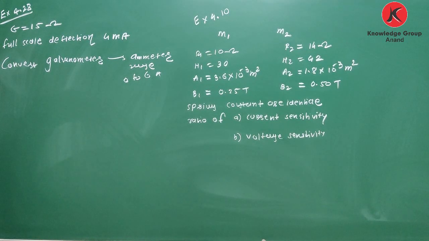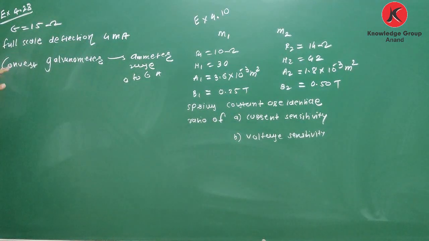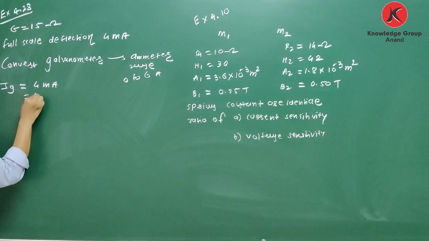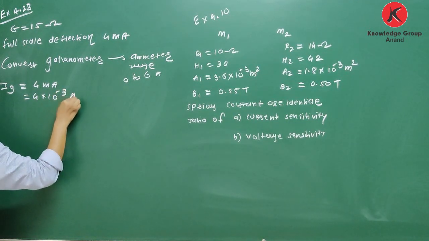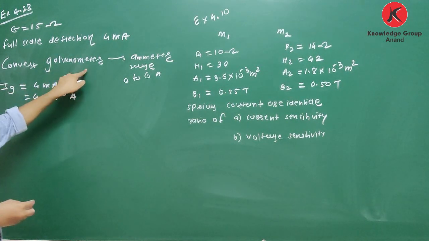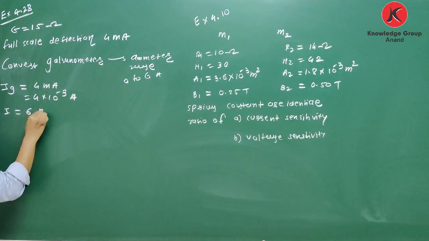Now one similar question. In the previous question we converted galvanometer into voltmeter. Now the question is you have to convert galvanometer into ammeter. What is the question? A galvanometer having resistance 15 ohm shows full scale deflection for current 4 milliampere. So Ig, the current capacity, is 4 milliampere, equal to 4 into 10 raised to minus 3 ampere. Clear about this? Okay. We want to convert the galvanometer into an ammeter having range 0 to 6 ampere, meaning the current flowing is 6 ampere.